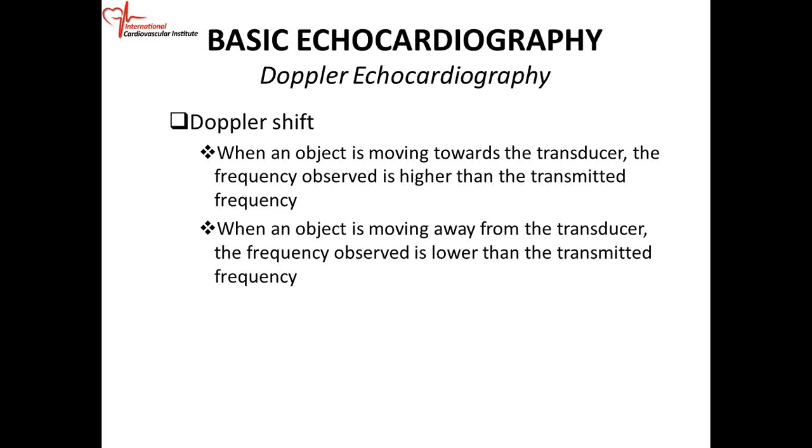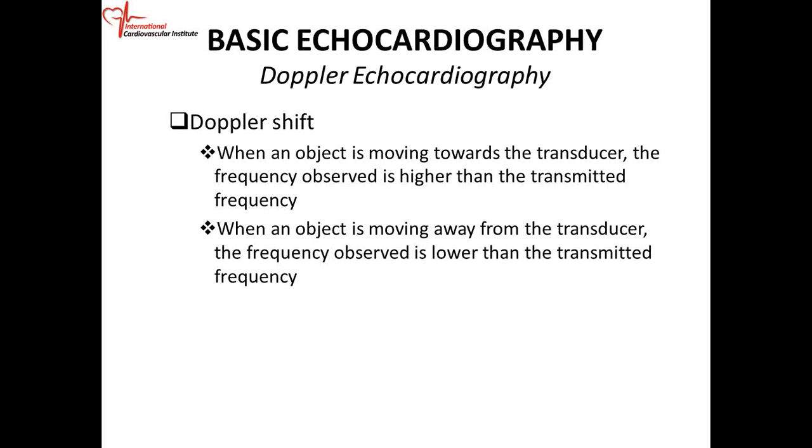Okay, and when an object is moving away, it's the opposite. When the object, say the blood, is moving away from the transducer, the frequency observed is lower than the transmitted frequency. Remember, the frequency that the transducer is producing is the same. It's just that you have another source of sound that's moving towards or away from the transducer.